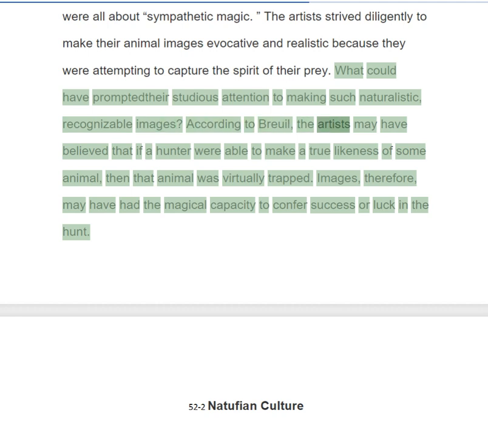According to Breuil, the artists may have believed that if a hunter were able to make a true likeness of some animal, then that animal was virtually trapped. Images, therefore, may have had the magical capacity to confer success or luck in the hunt.